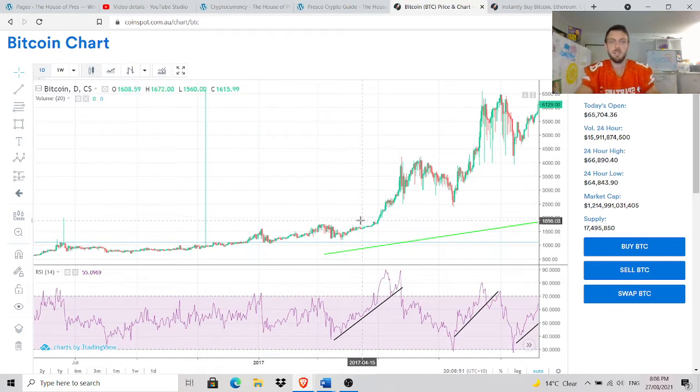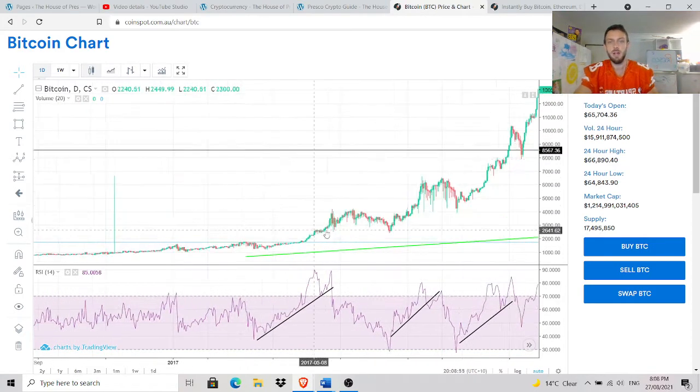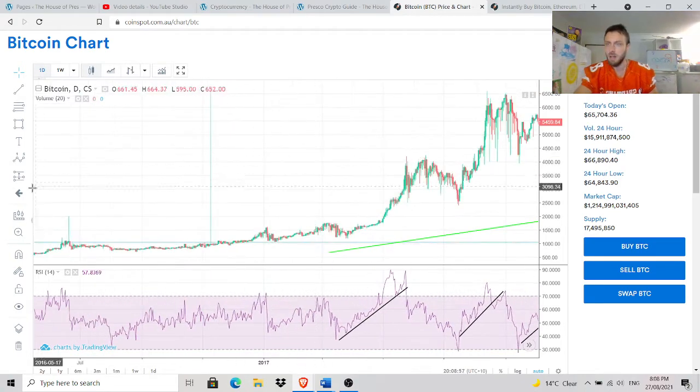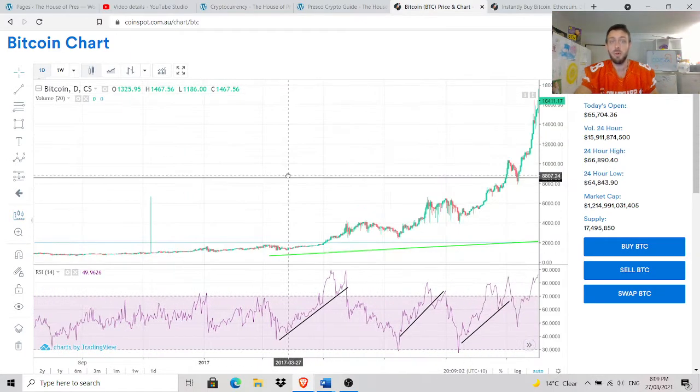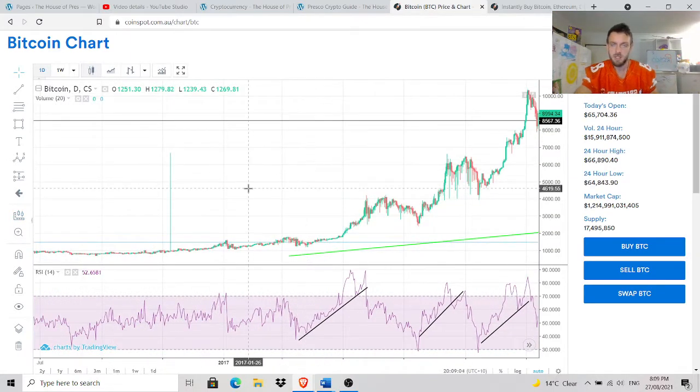This is when Bitcoin was still 1500 AUD. And then this massive pullback, from the tops, came down about 30-40%. So this is when Bitcoin was really volatile, when it didn't have the huge market cap that it has now, with billions and billions of dollars.